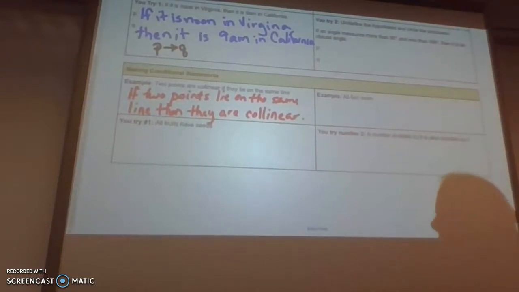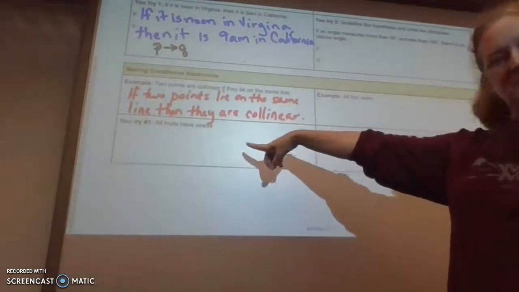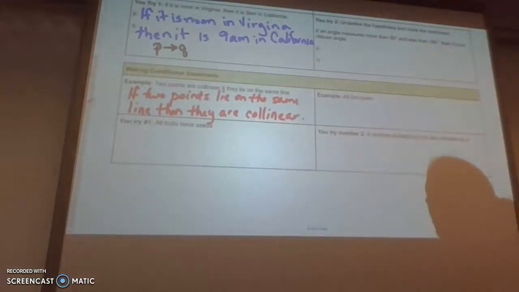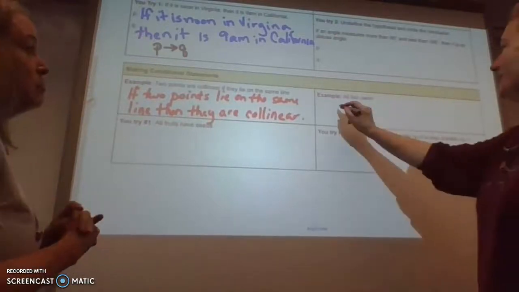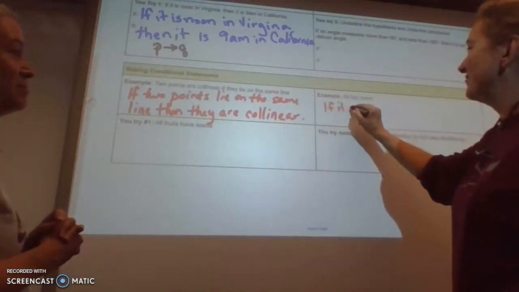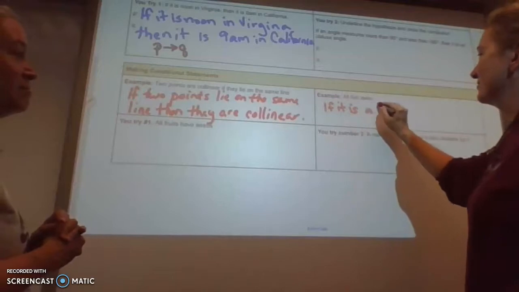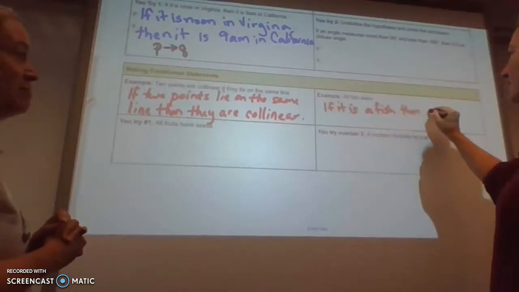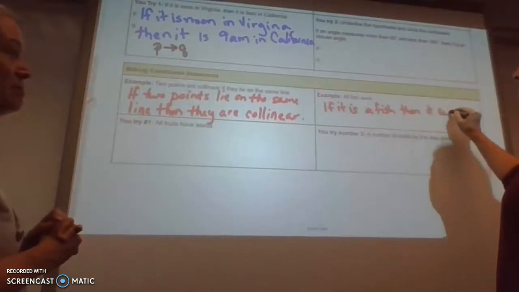All right. Next. Okay, so you guys try this one on Edpuzzle. Okay, next. All fish swim. Oh, that's a really hard one. Oh, okay. I had to look at your answer. If it is a fish, then it swims.